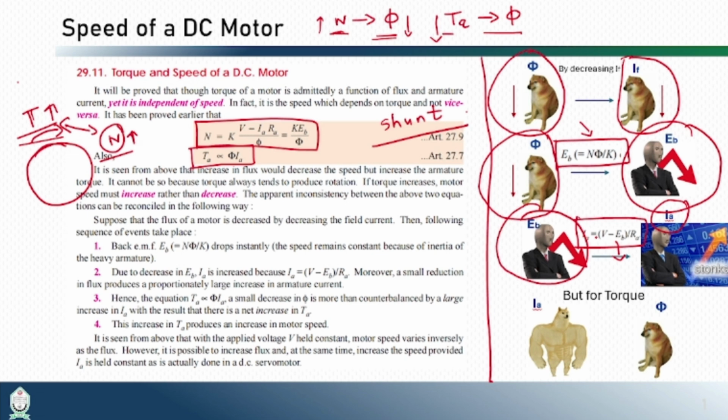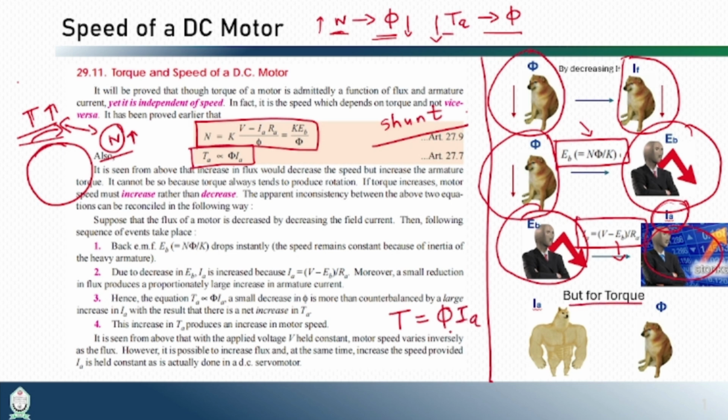So in a practical scenario, we have decreased the flux associated with the DC motor, and in return we are seeing a strong increase in armature current. That means we have decreased a small amount of flux, but we have seen a huge increase in armature current. But we also know that torque in a motor is proportional to phi Ia.